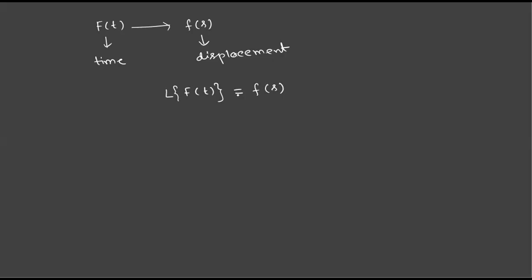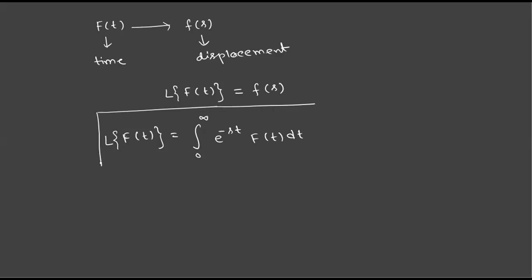Now how to convert this? I have told you that this is one type of improper integral. So what is the improper integral? Laplace of f of t equals integration 0 to infinity e to the power minus st f of t dt. This is our definition of Laplace transform. So the improper integration is integration 0 to infinity e to the power minus st f of t dt.